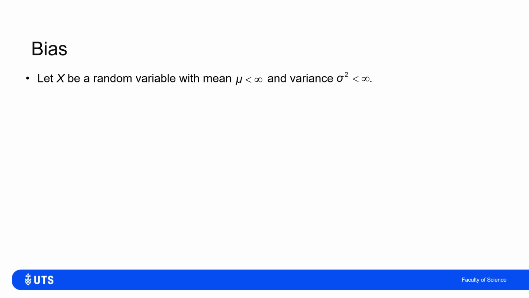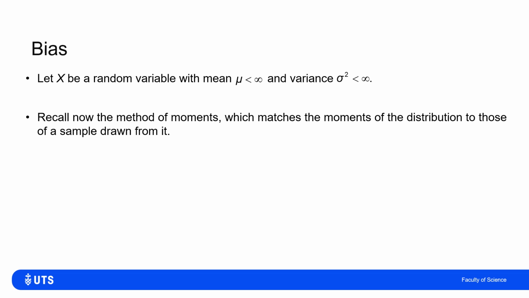So let's give another example. If x is a random variable, all I'm going to assume now is that it has finite mean, mu, and finite variance, sigma squared. We've already seen the method of moments. If not, please go back and see the video on the method of moments. But it's a way of estimating parameters by matching population moments to their equivalent sample moments.